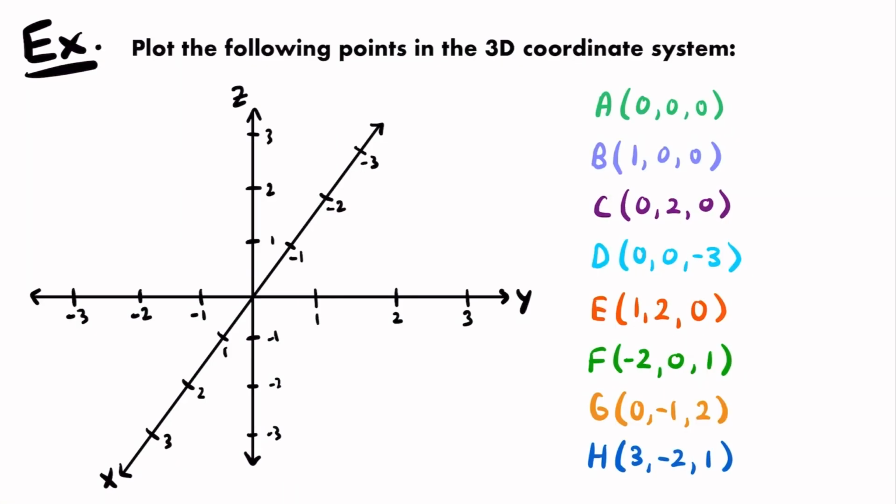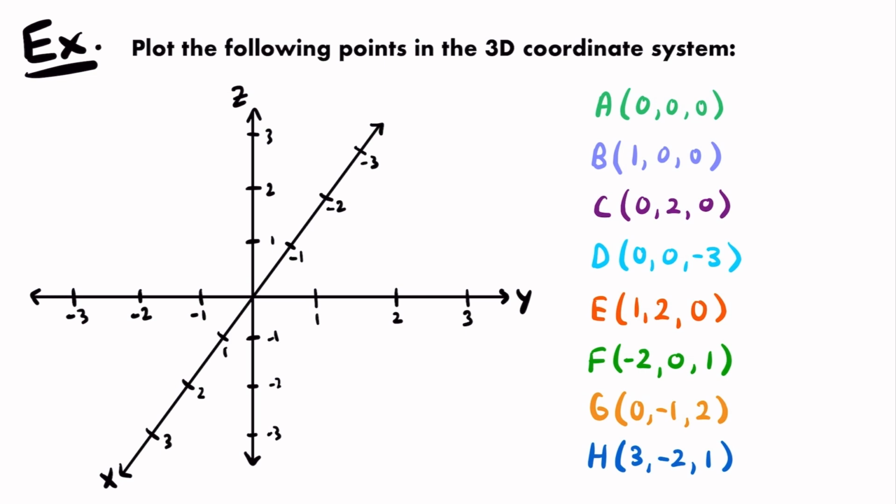All right, so now let's get some practice plotting points in the 3D coordinate system. Here we have an example where we want to plot the following points in the 3D coordinate system, and we have the points A, B, C, D, E, F, G, and H. All right, and so let's start with point A. Point A is pretty simple. It is the point 0, 0, 0, which is the same as the origin.